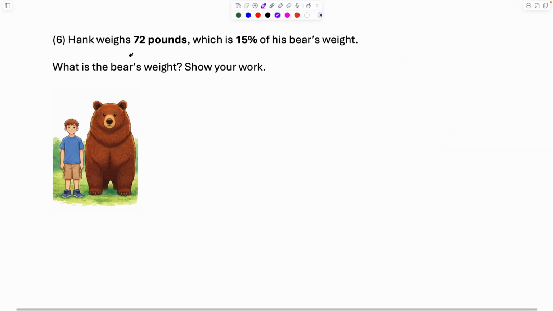Question 6, Hank weighs 72 pounds, which is 15% of his bear's weight. What is the bear's weight? And we have to show our work. So for this one, we could use the formula from before. So we could start by finding 15% as a decimal. So 15%, that's the same thing as 15 out of 100. And then 15 out of 100 is the same thing as 0.15.